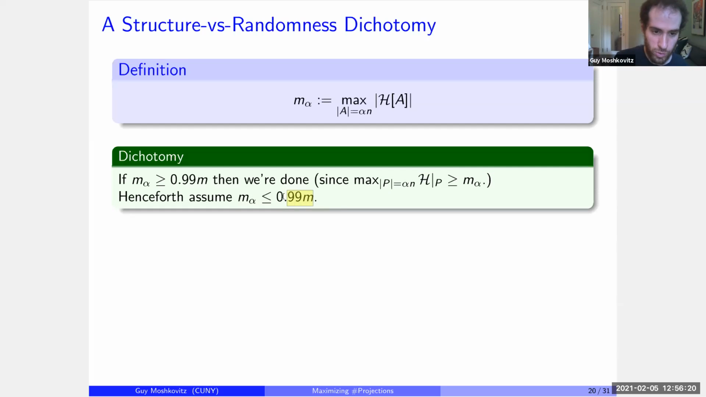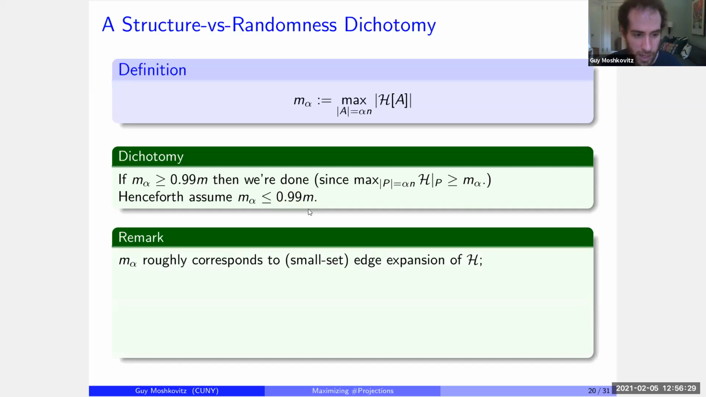And therefore, we can from now on assume that m sub alpha is bounded away from m. m sub alpha is small. So there are no dense spots. There are no alpha n vertices that span almost all the edges. From now on, we might as well assume that.